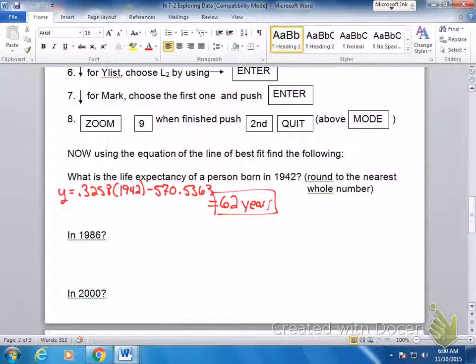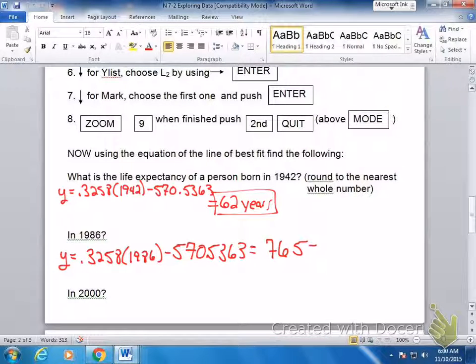So it's really not a tough one. Why don't you try the next two before me if you want to make sure you've got this. All it is is plugging in a couple more numbers. So I'm going to go ahead and plug those in. Y equals 0.3258, our X value 1986, minus our B, 570.5363. Again, we're just plugging that into our calculator. Be careful, that's a lot of decimals. Don't miss your decimal sign. It actually gives us about 76.5. We're going to round that to 77 years.